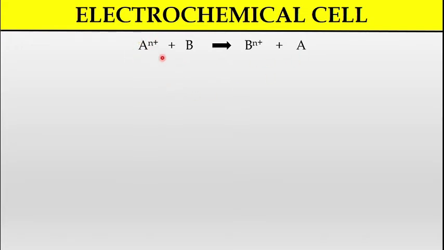Here you can see it is A^n+, B^n+ and A. So these two reactants convert to these two products. Now here you can see the oxidation number of A^n+ decreases, so this is a reduction process. But if you consider B to B^n+, the oxidation number of B increases, so this is an oxidation process. Such a reaction is called a redox reaction, where one species is reduced and another species is oxidized.